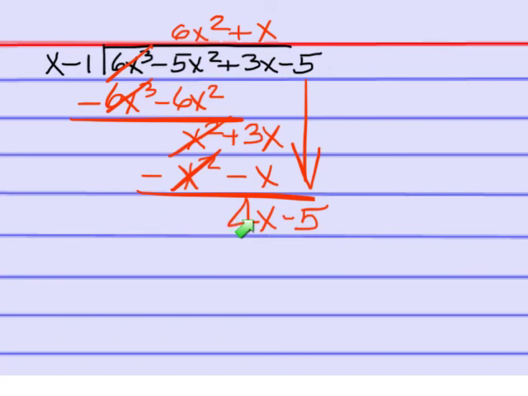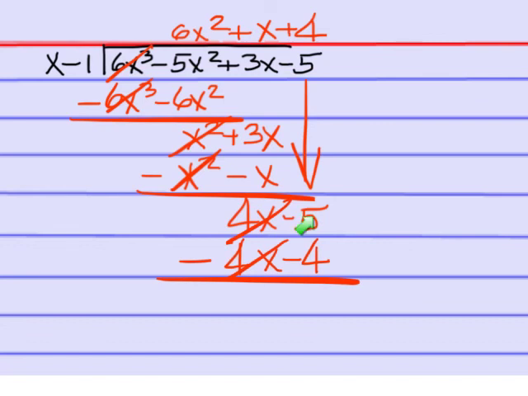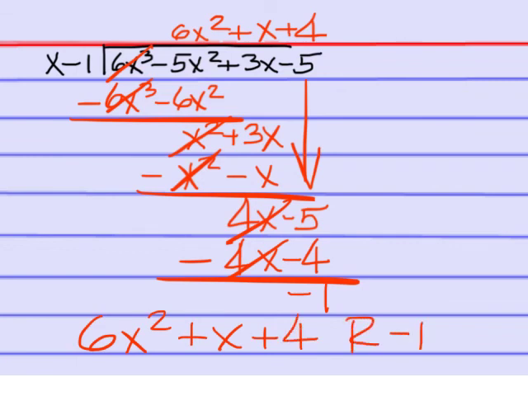What do I multiply x by to get 4x? And that would be a plus 4. Multiply 4 by x minus 1 and come up with 4x minus 4. Subtract. These cancel. Negative 5 minus a negative 4 is a negative 1. So you should have 6x squared plus x plus 4 with a remainder of negative 1.